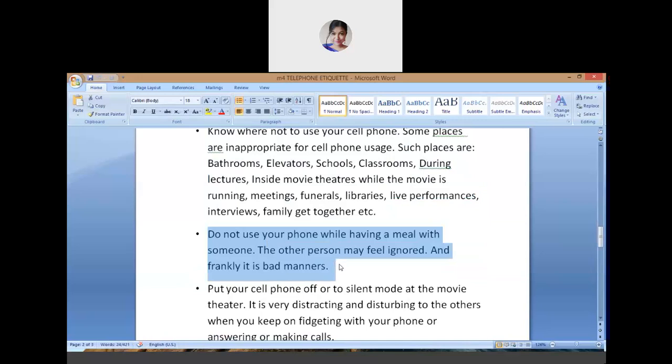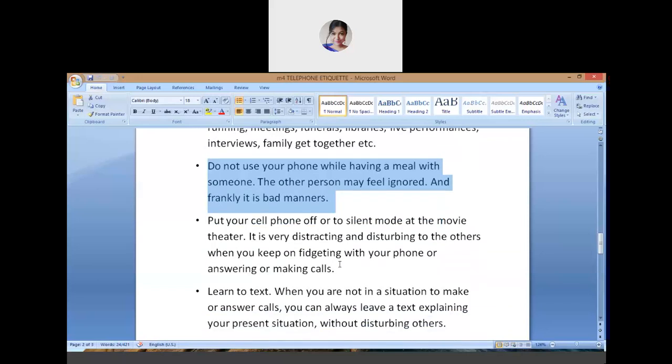Do not use your phone while having a meal with someone. While you're having your dinner or your lunch, while you're having your meal, never ever use your phone. If it is very important, if you have to take the call, then do let the other person know that I have to take this call. This is very important, and just make it short. Make your conversations short, because the other person would feel ignored if you constantly use your phone while having your meal.